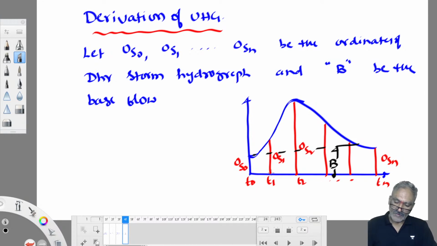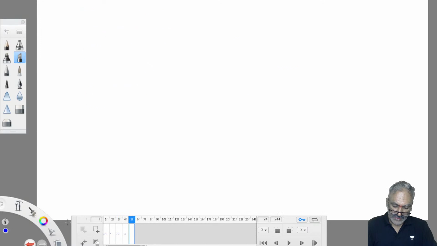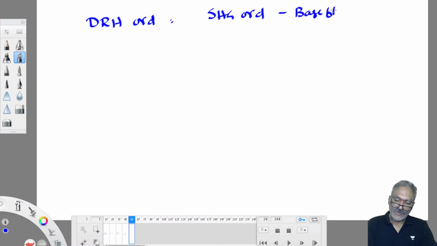Straight line method, whatever it may be. This is called the storm hydrograph. So this represents our D-hour storm. From this, what do we need to do? We first derive the direct runoff hydrograph. Then the direct runoff hydrograph ordinates are equal to the storm hydrograph ordinates at respective time intervals minus the base flow.